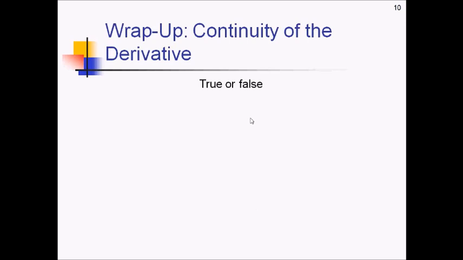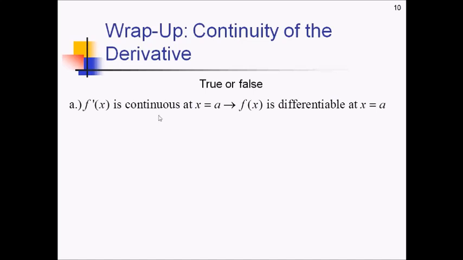To wrap this one up, we're going to do a little true-false, talking about the continuity of the derivative itself. So first one, true or false, if f prime of x is continuous at x equals a, that means f of x must be differentiable at x equals a. All right, this ends up being true. If f prime is continuous, that means that f prime of a actually exists, which is kind of the definition of differentiability.